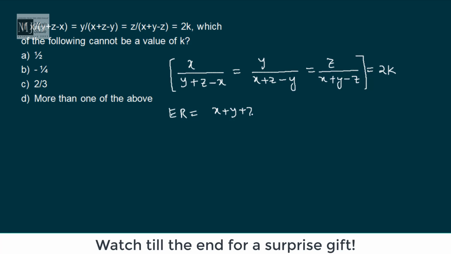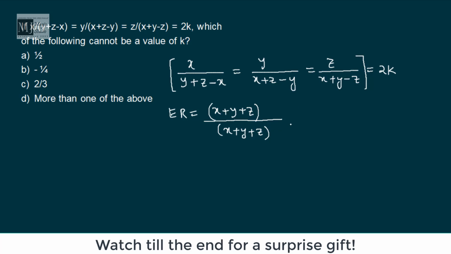plus y plus z, we call it the numerator, divided by the sum of consequents. If I add these up, y plus z minus x, x minus y plus z... the extra terms cancel out, and we are left with again one set of x plus y plus z. So each ratio is x plus y plus z upon x plus y plus z.